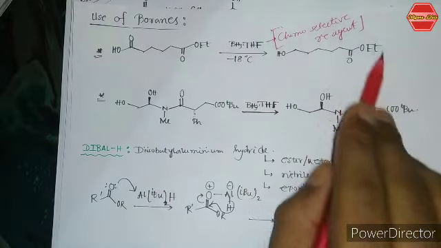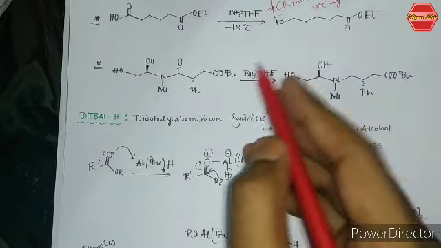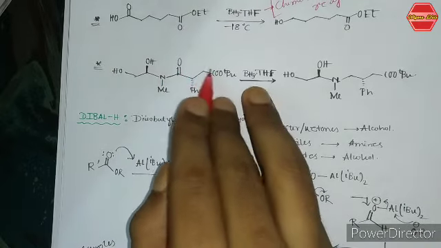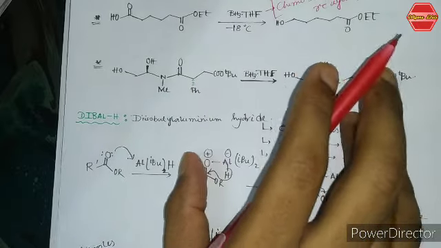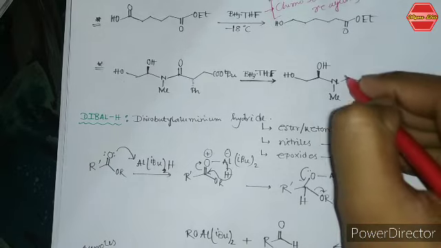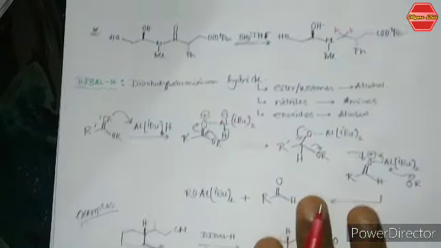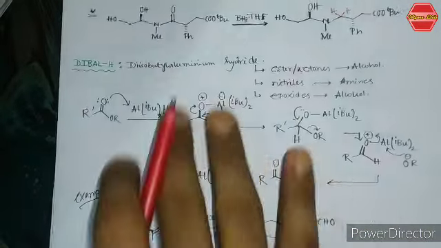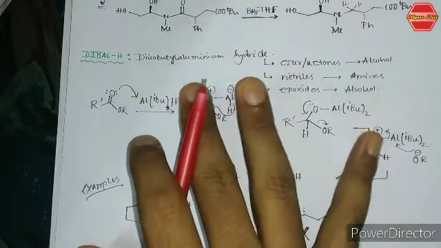So that is how this product is formed. Now see, there is another example of BH3-THF. If you take a compound like this, here is your ketone and here is your ester, it will not react with the ester, it only reacts with the ketone, and that is how you get the product. Now this is an important concept. Questions are also asked from these topics. Now let's move on to our next and last reagent, Dibal-H.